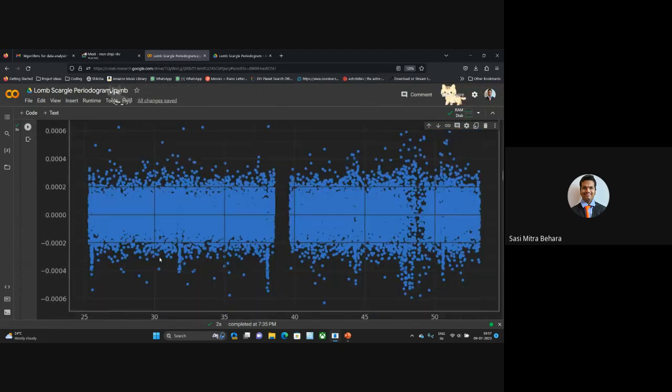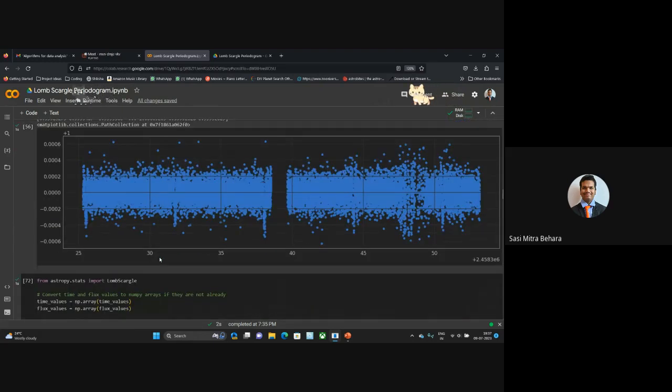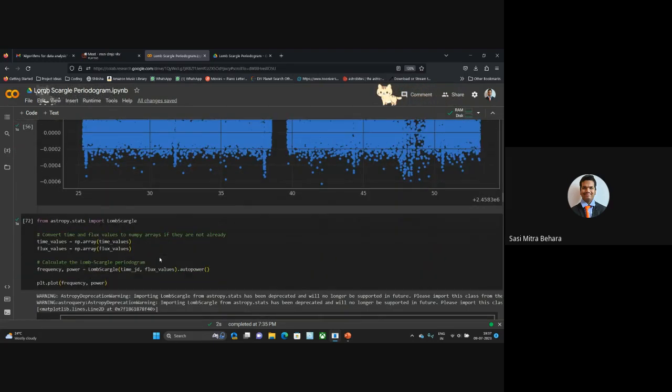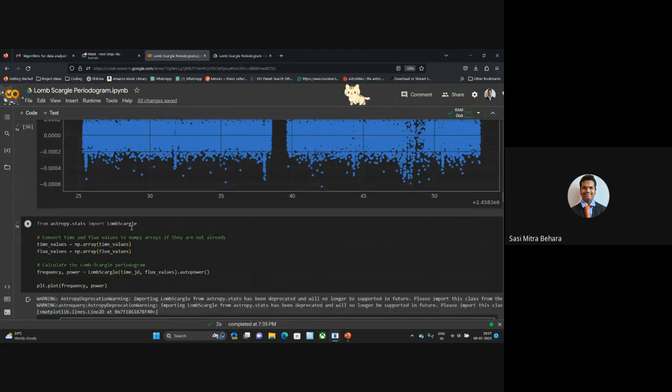Now, within all of this, let's look for a planet in this periodogram. So for that, we import Lomb-Scargle from astropy.stats. Astropy.stats is a sub-library within Astropy. It has a bunch of statistics functions. And let's just import Lomb-Scargle from there.